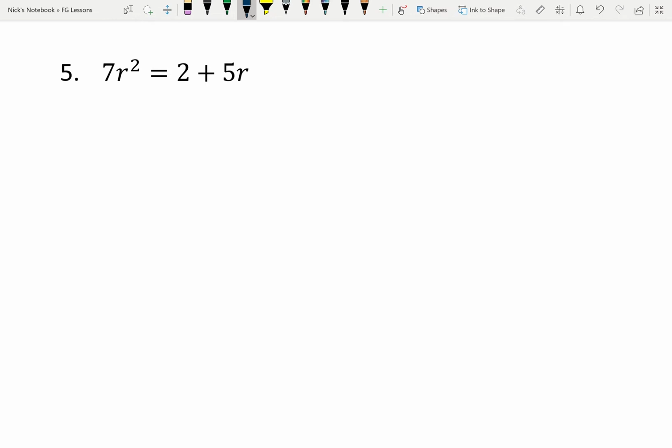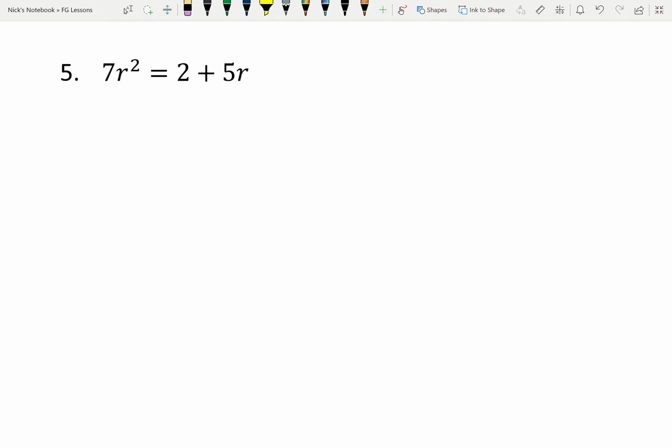Okay, so we want to get all of our terms on the same side. The reason we want that is because we eventually want it to say equals 0. When it doesn't say equals 0, you can't use solving by factoring. Okay, so let's get it so that it says equals 0.